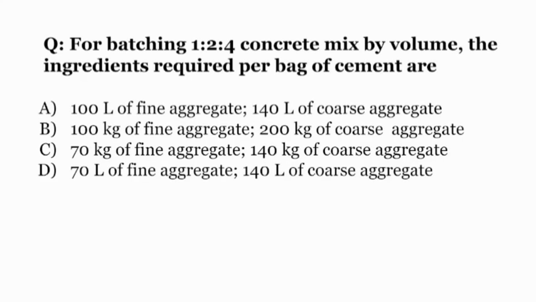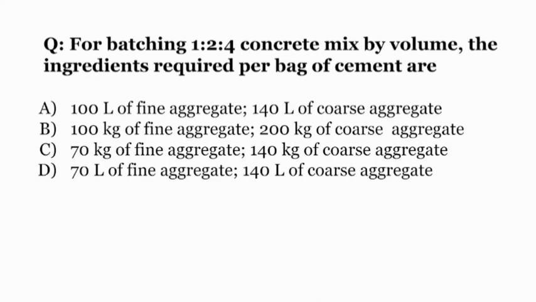For batching 1:2:4 concrete, that is M20 concrete mix by volume, the ingredients required per bag of cement are: option A, 100 liter of fine aggregate and 140 liter of coarse aggregate. Option B is 100 kg of fine aggregate and 200 kg of coarse aggregate. Option C is 70 kg of fine aggregate and 140 kg of coarse aggregate. Or option D, that is 70 liter of fine aggregate and 140 liter of coarse aggregate.